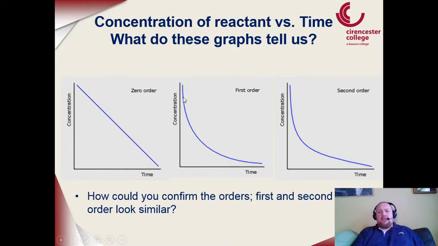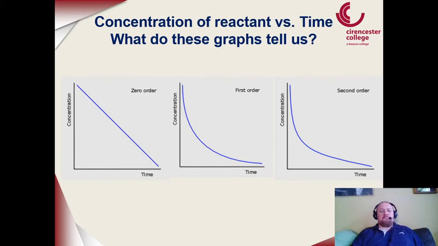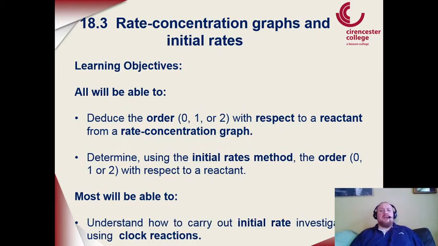If I plotted the gradient on this one, so I differentiated the line, we would see that this would then turn into a straight line, and if we differentiated this one, we would see this would turn into an exponential decay curve. So actually by differentiating these, we can work out what the order is very easily, and that's what we're going to work out today. So I'm just going to go back to our learning objectives.